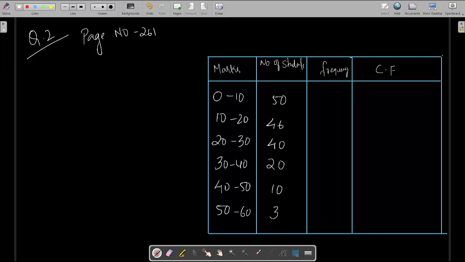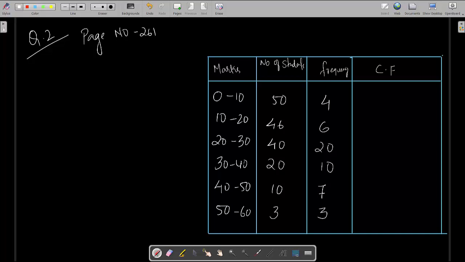So you have to make it a normal frequency. Since the frequency is in descending order, what you can do is subtract. In order to get the first frequency, you subtract the next one: 50 minus 46 gives 4. 46 minus 40, you get 6. 40 minus 20, you get 20. 20 minus 10, you get 10. 10 minus 3, you get 7. 3 minus nothing, write it down, 3. So this is our normal frequency.